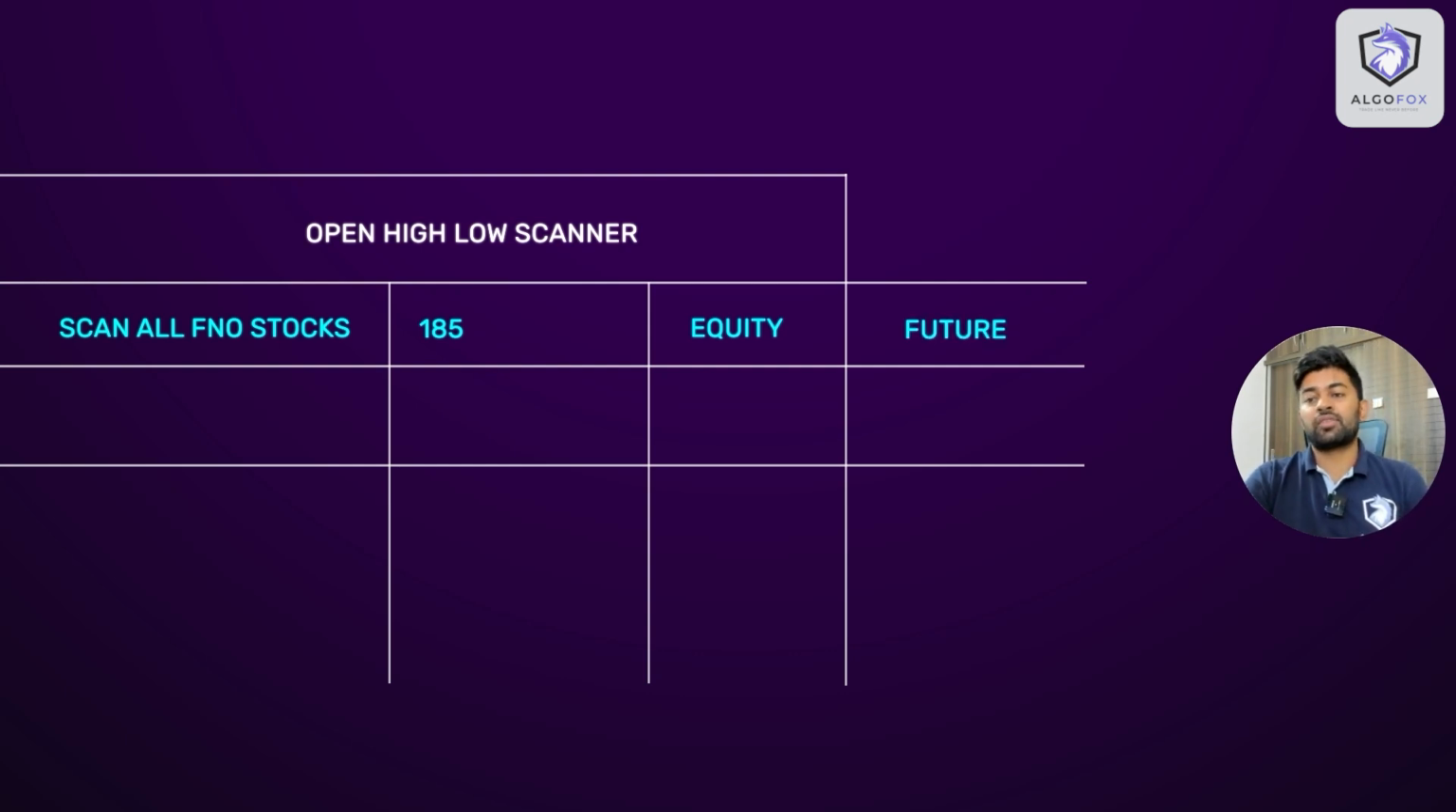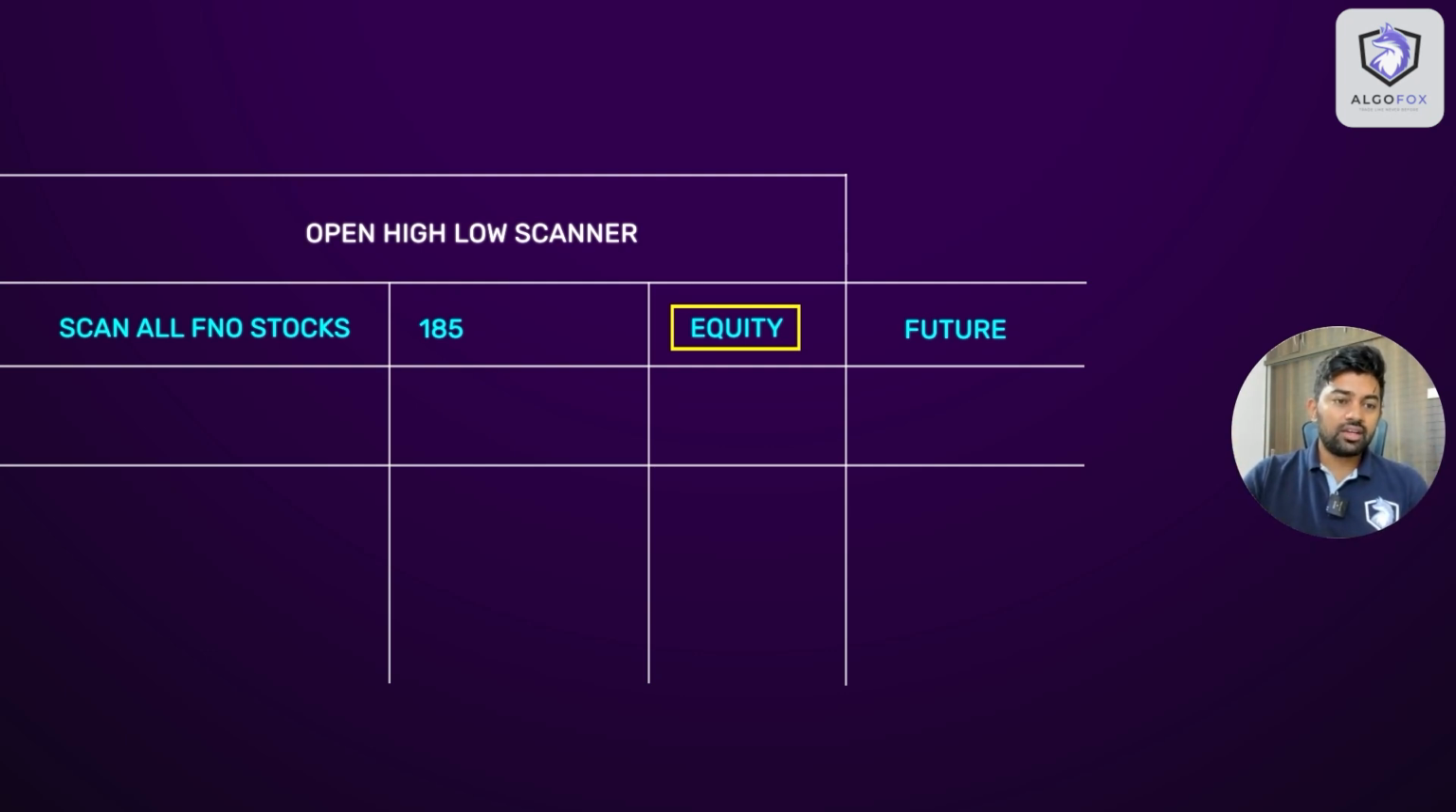We can even shuffle between equity price and future price. It is totally up to us, but we will right now scan equity. So we'll see the spot chart, where in the spot, open and high or open and low should be the same. Or if we want, we can also scan just the future chart, where on the future charts open and high should be the same or open and low should be the same.